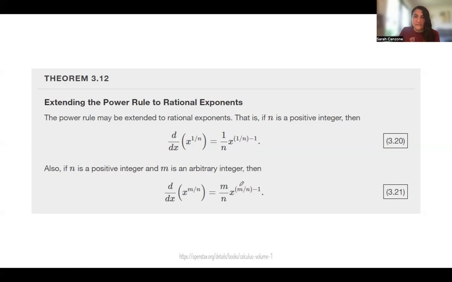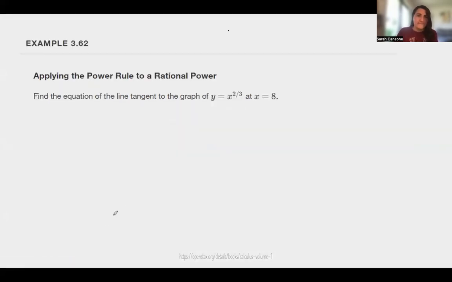It could be 1 over something. It can be 10 over 7. It could be whatever you'd like. Pretty much the power rule will work with any real number. So you don't necessarily have to write this down. We've been working with this the entire time. All right.